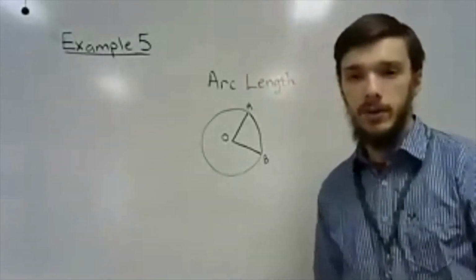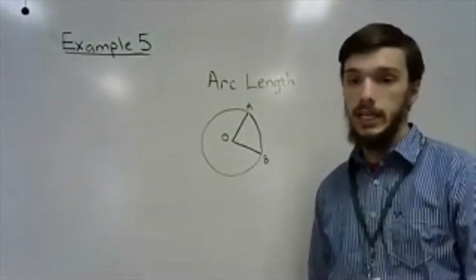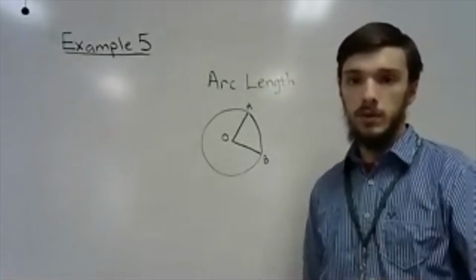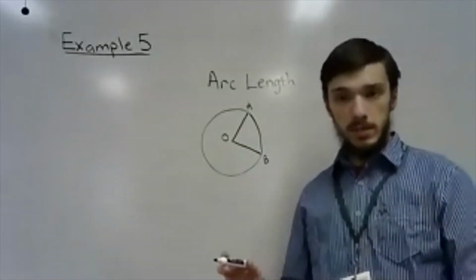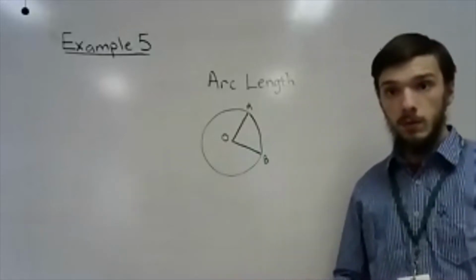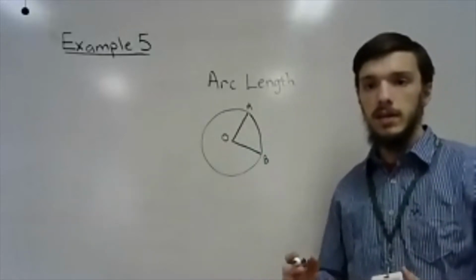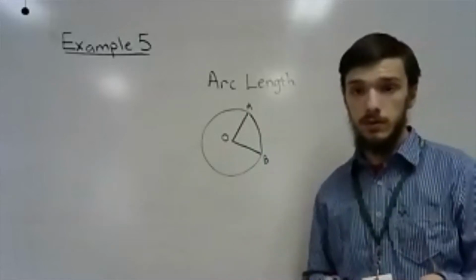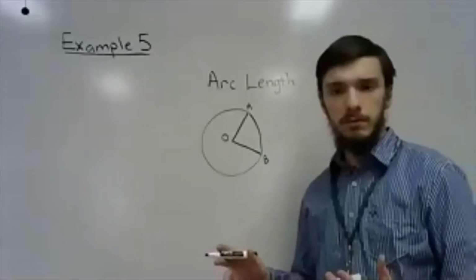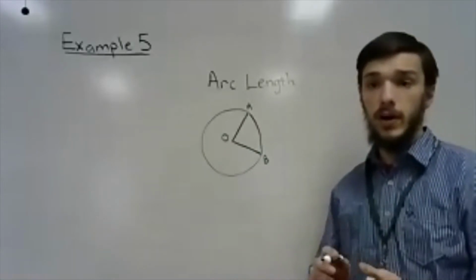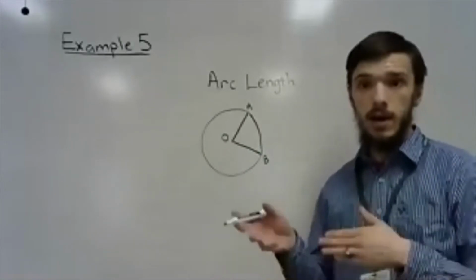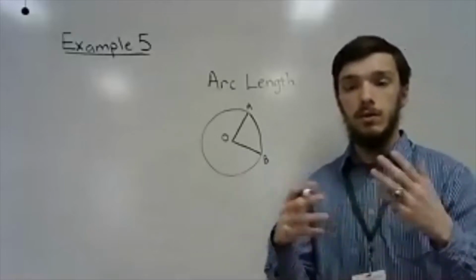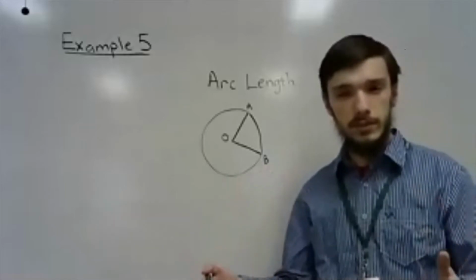Our last topic that we're going to cover today is arc length, which is essentially finding the distance around part of the circle. In order to do that, we figure out what fraction of the circle our arc takes up, and then multiply that by the whole circumference of the circle to figure out what fraction of the circumference the arc takes up.